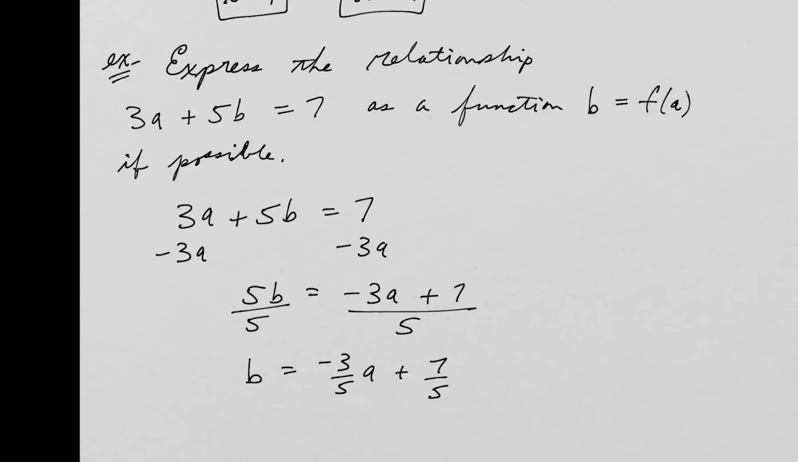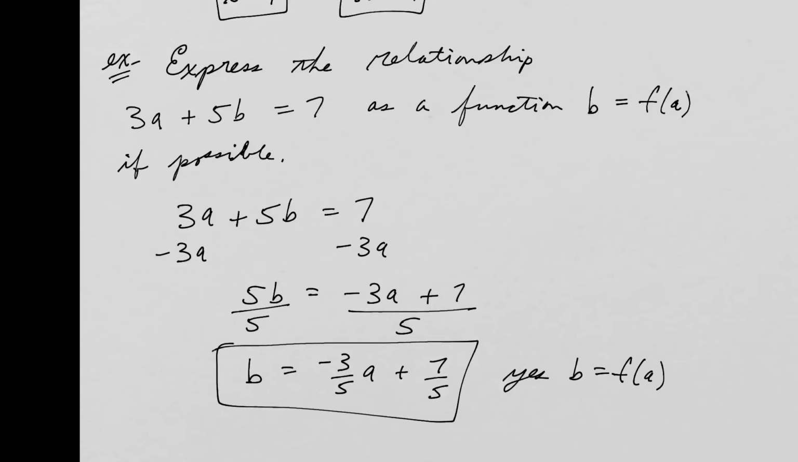So is this a function? Yes, right? Because for each input a, I'm getting exactly one output value, 1b. For each a, I get exactly 1b. So yes, b is a function of a, and this is what it would look like. You could also say this is a function of a. For every input a, there's exactly one output b.